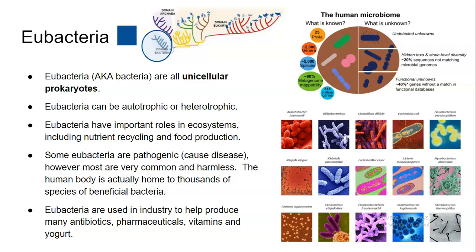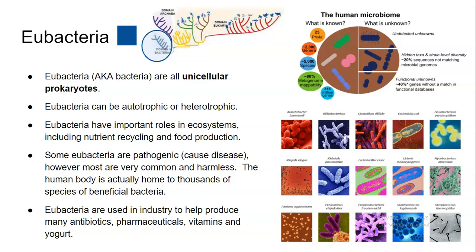All right, so eubacteria, also known as bacteria, are all unicellular prokaryotes, meaning that they're only one cell big and they don't have a nucleus. Eubacteria can be either autotrophic or heterotrophic. And we'll get into these words again, but just real quick, autotrophic means that you are creating your own food, usually through photosynthesis, but sometimes through other means, whereas heterotrophic means you're consuming your food.